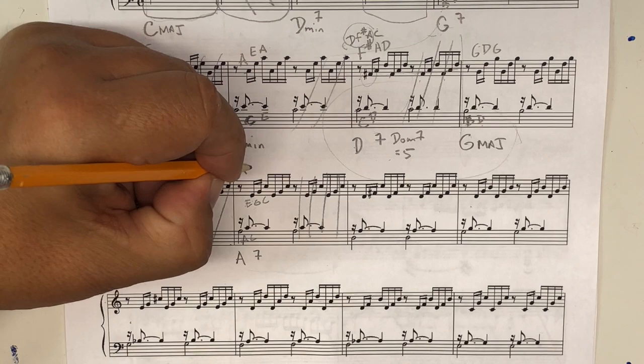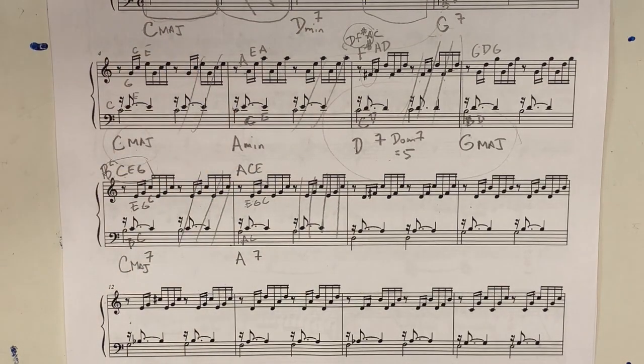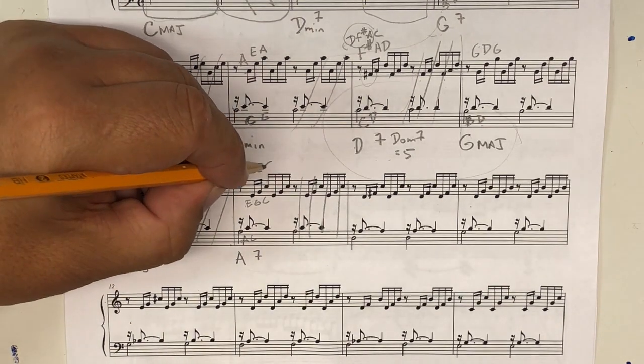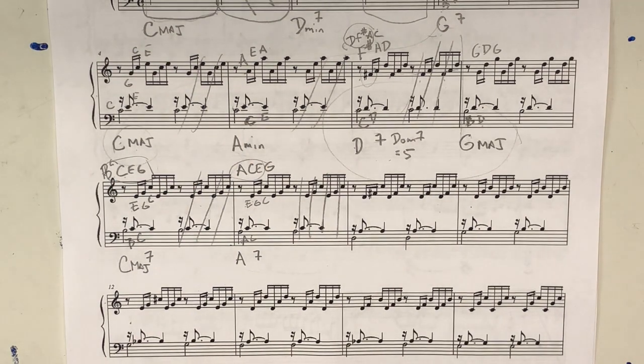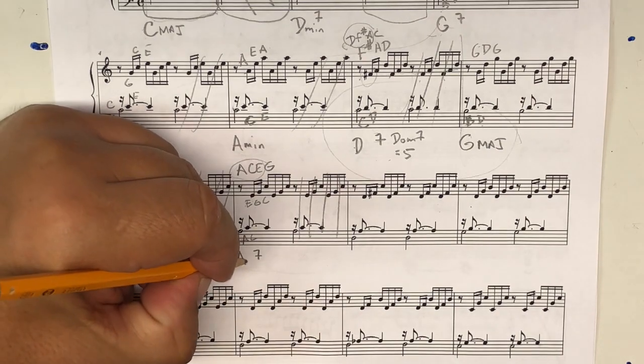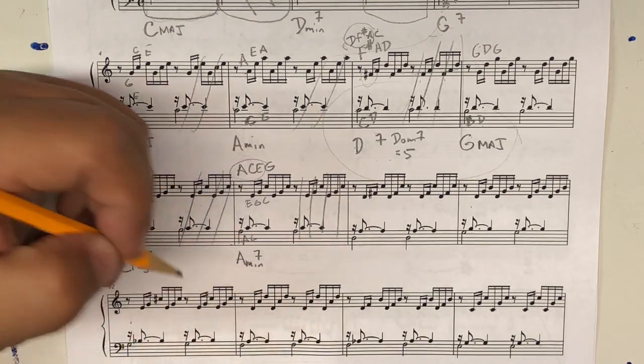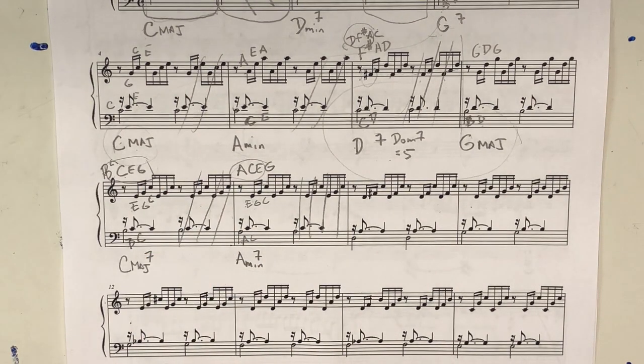Let's check this out. A, C, E is a minor triad, and G is a minor 7th, and we know that the only chords with minor triads in them that we use with the 7th are minor 7th chords. This is a minor triad and a minor 7th, a minor 7 chord, okay?